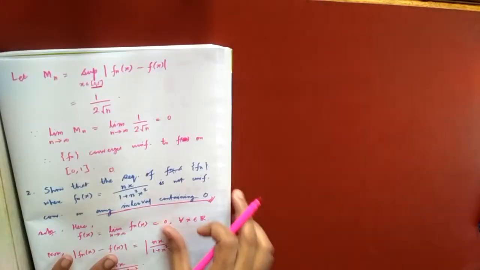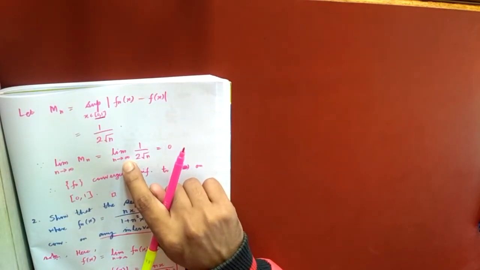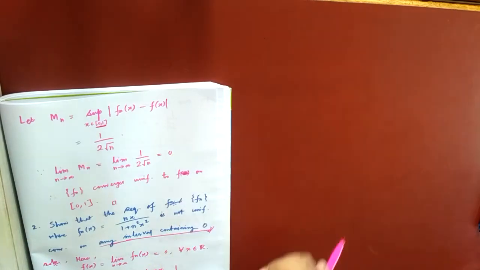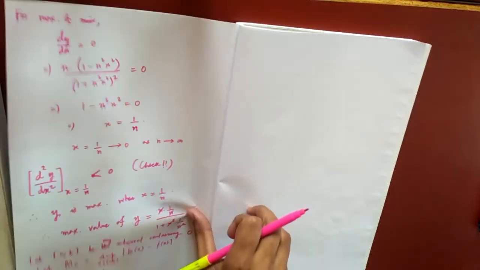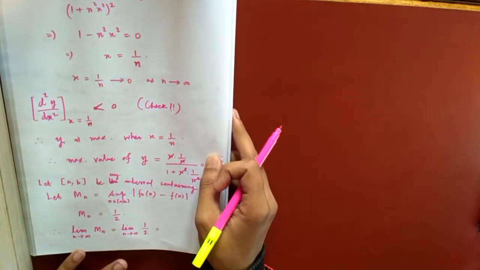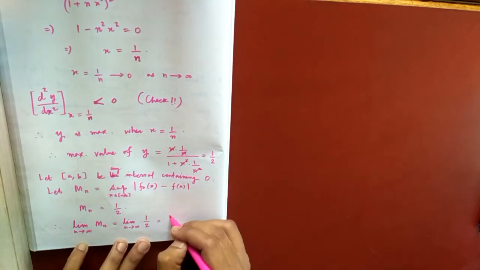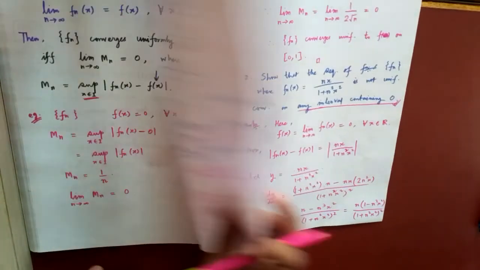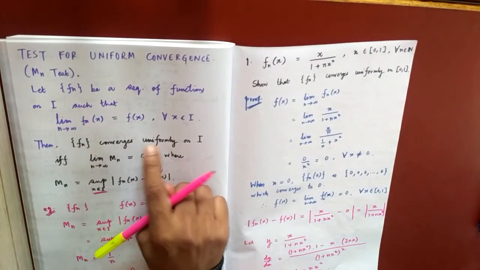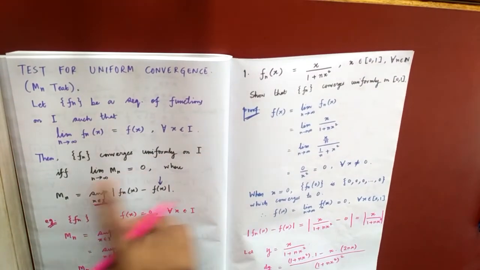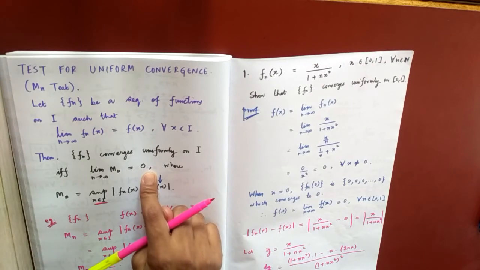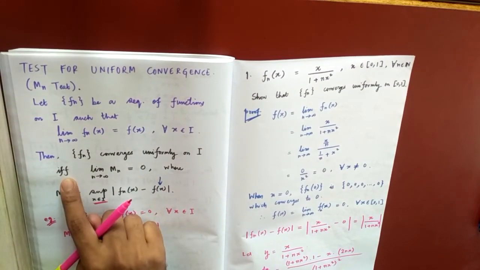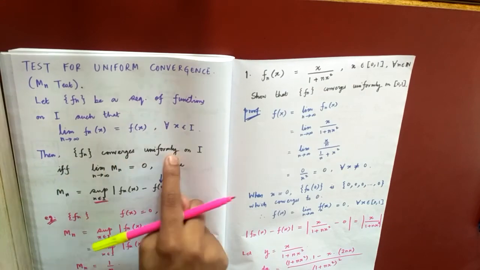Yes, because why was this 0? Because n tends to infinity, this whole thing will become 0. But here it is independent of n, so the limit is going to be half, which is not equal to 0. Look at the test. It converges uniformly on the interval if and only if limit Mn is 0. But because limit Mn is not 0 and this is a necessary and sufficient condition, it cannot converge uniformly.